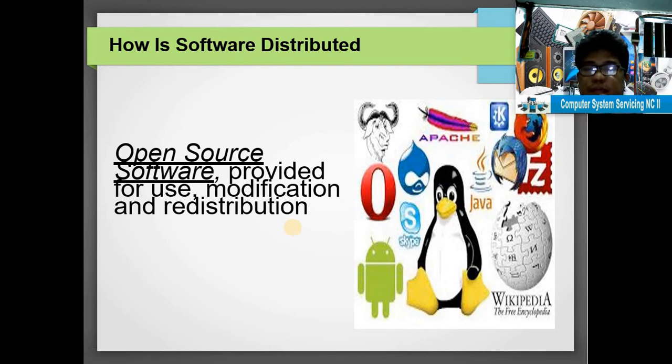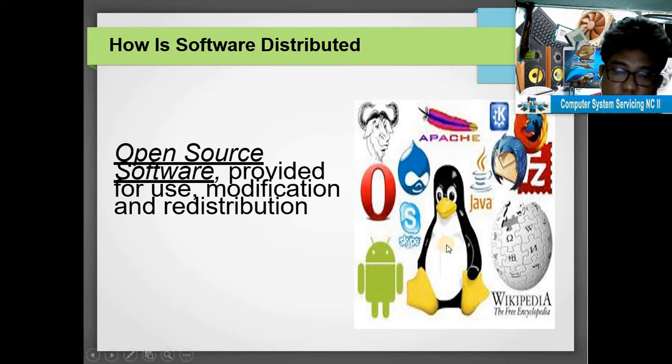Aside from public domain software, we have open source software. Okay? Provided for use, modification, and redistribution. Example, we have Linux, Wikipedia, Apache, Java, etc. Skype, Android, Opera. Okay. So, sa open source, pwede tayo mag-modify, kaya mag-redistribute. Ang maganda rito, kung kaya mag-program, pwede ka mag-program sa Linux, sa Java. Okay? Kahit dagdagan mo or bawasan mo. Wikipedia, ganun din. Pwede mong edit yung content, pwede ring ikaw mag-upload. So, open source po siya. Okay, next.